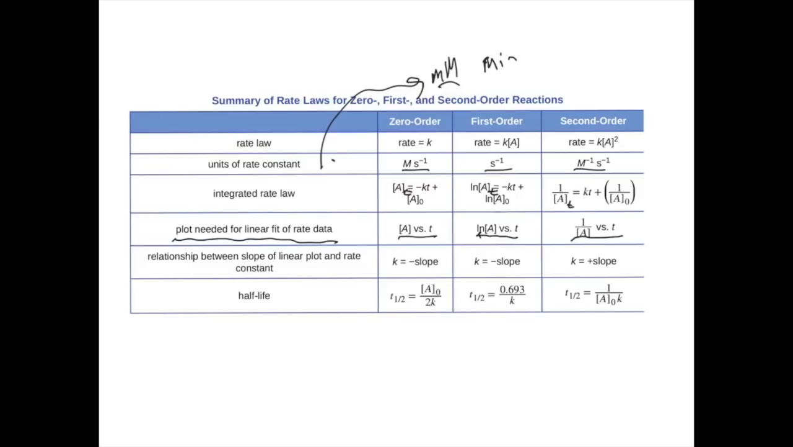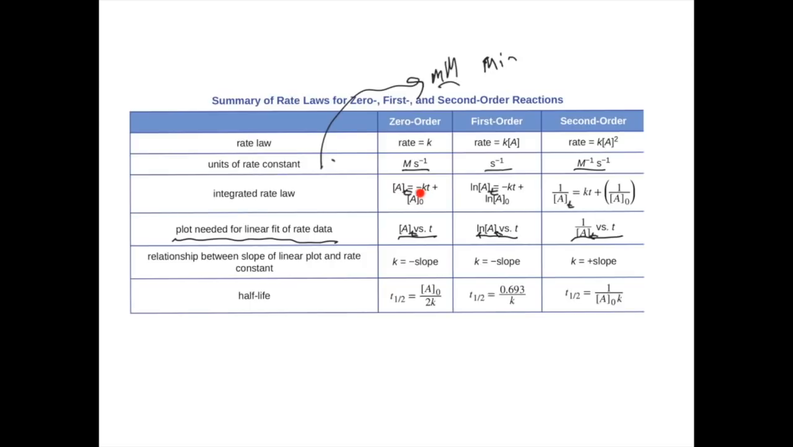And by this, let me be more specific. If you plot A sub t versus time, you get a straight line for a zero order. If you plot natural log of A sub t versus time and get a straight line, then it's first order. If you plot 1 over A sub t versus time, then you get a second order plot. And k is minus the slope.